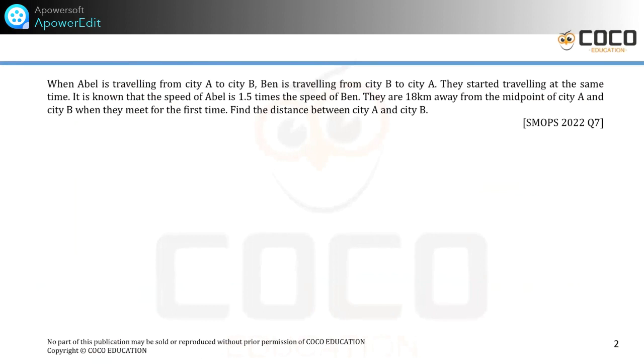So we know that Abel is traveling from A to B, Ben is traveling from B to A. They travel towards each other. Speed of Abel is 1.5 times of Ben. Because they started at the same time, and when they meet each other, they finish at the same time, we can compare the speed ratio and the distance ratio.